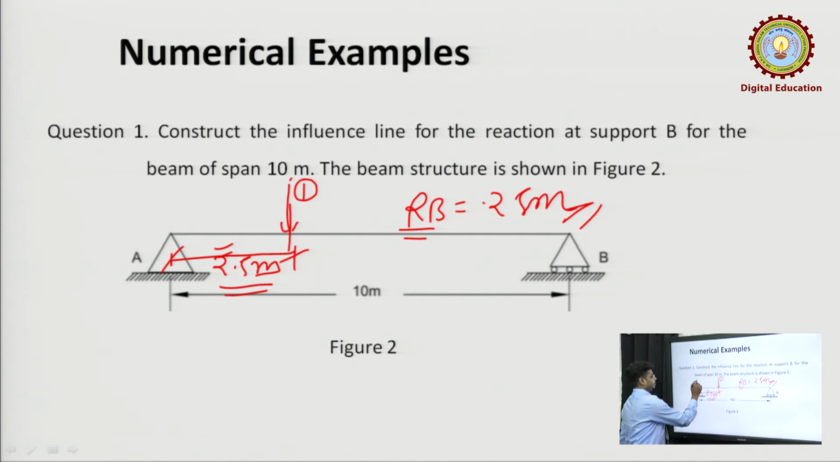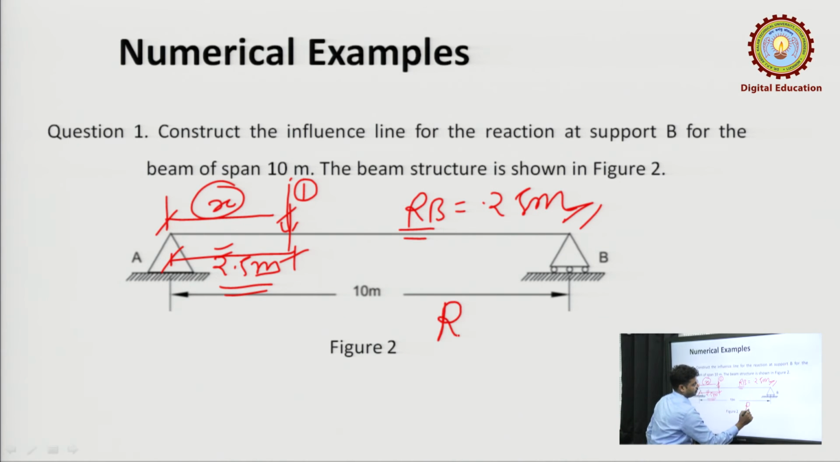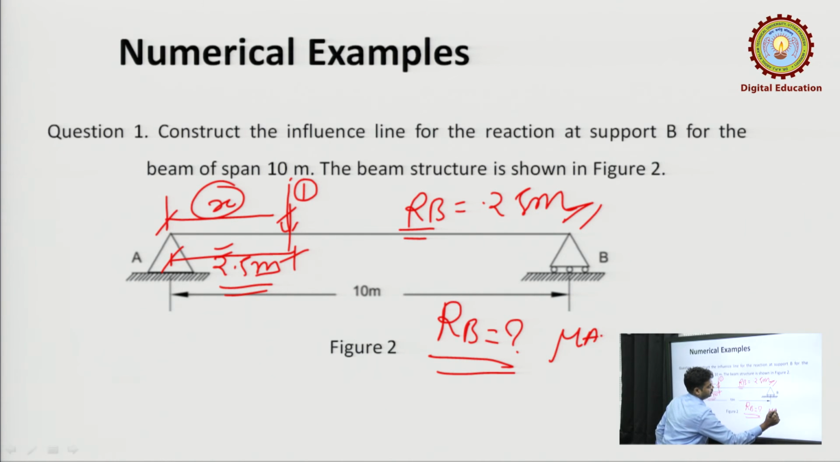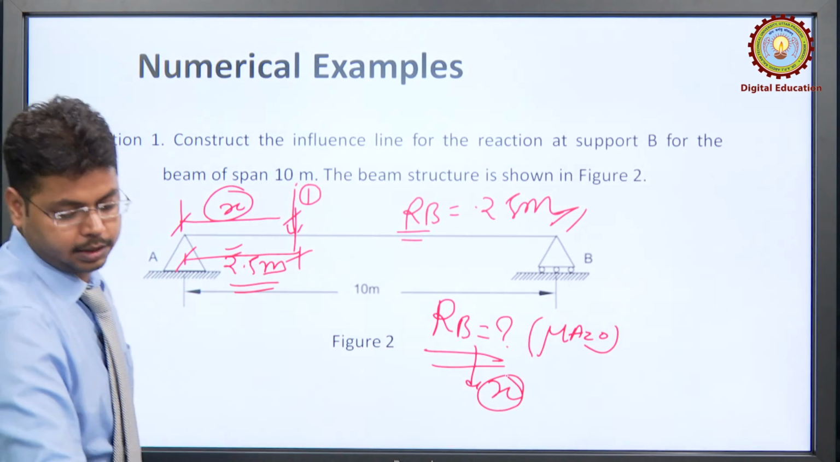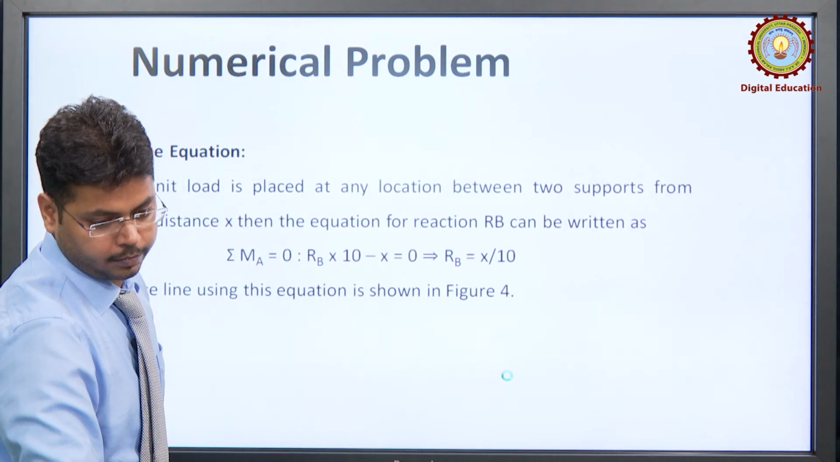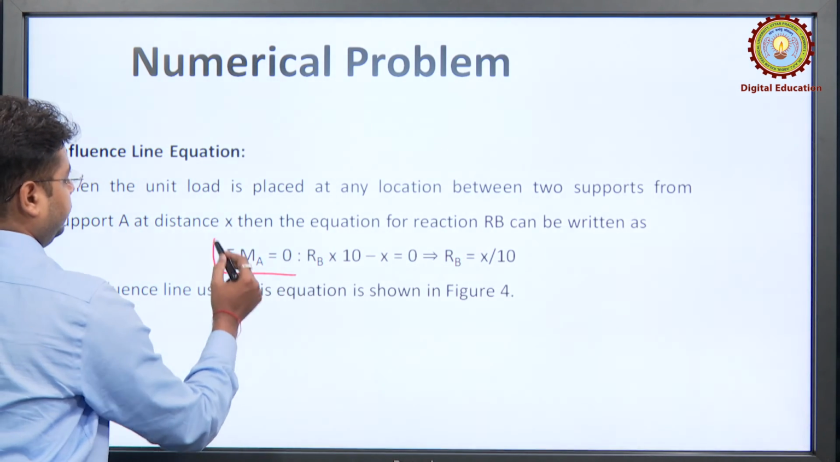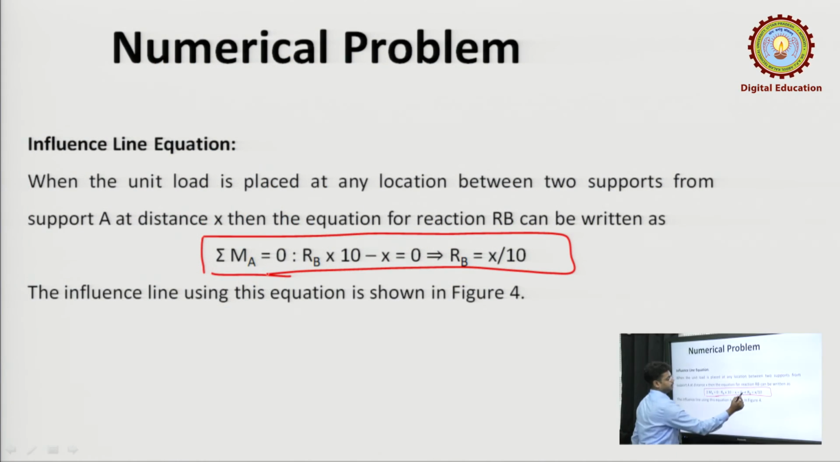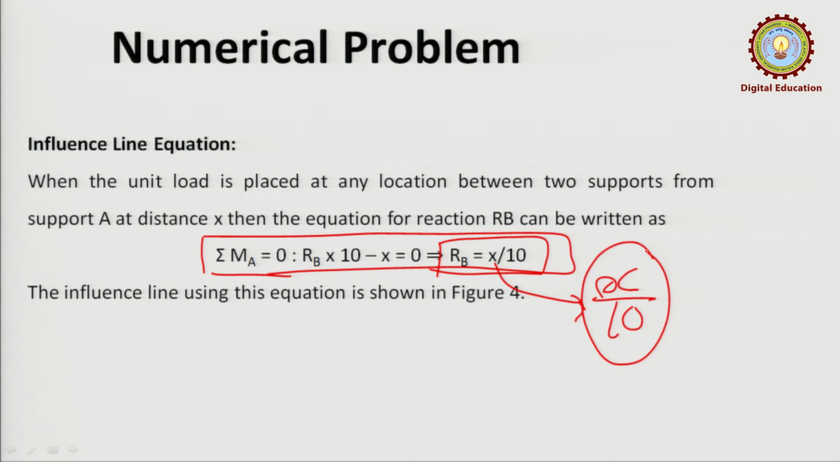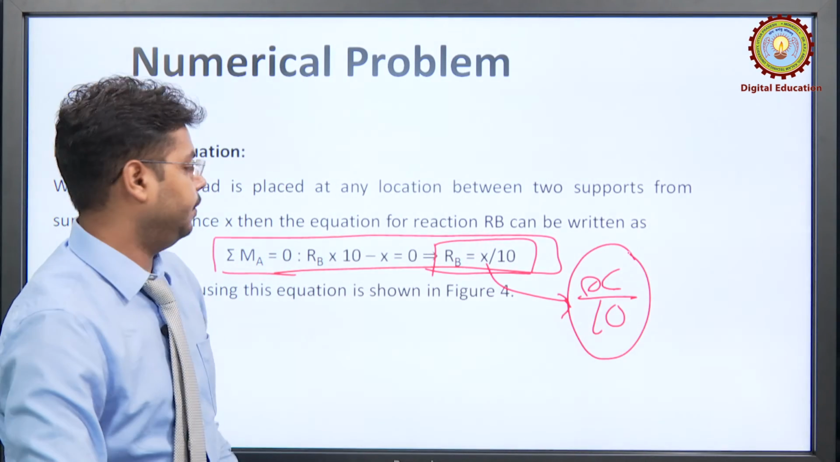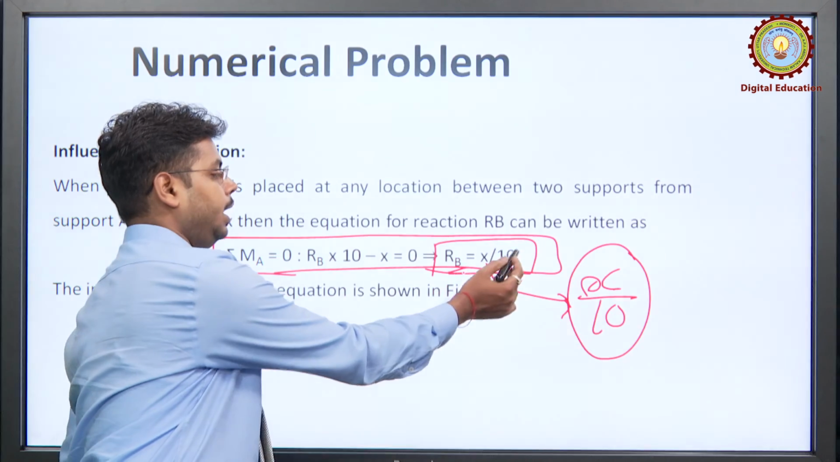Now, we have a unit load at x. Now we can find RB when MA is equal to 0, and the value will come in the form of x. The value of RB is x upon 10. Now we have a reaction value RB equal to x by 10.